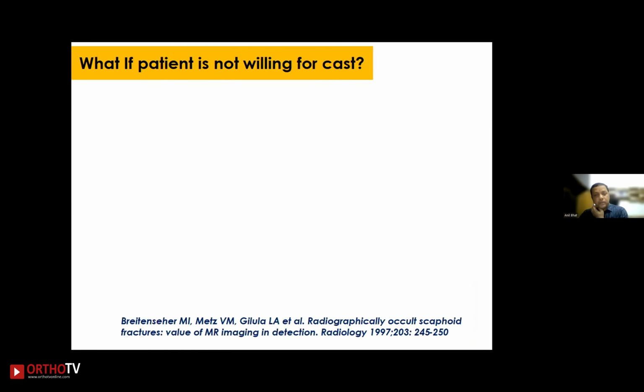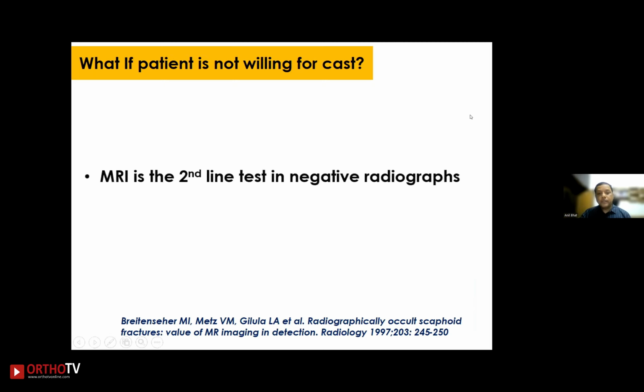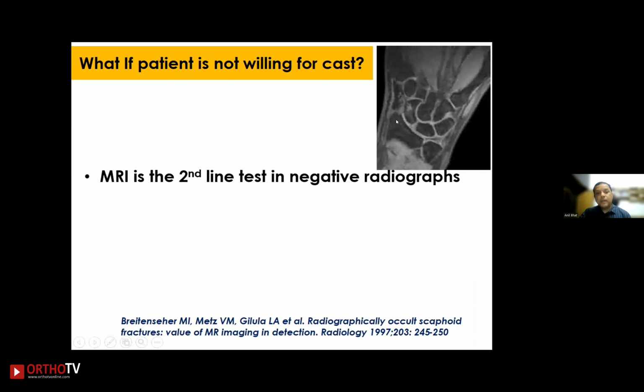So if the patient is not willing for a cast, has tenderness, and asks for a definitive diagnosis, the second line would always be an MRI. If you don't see a fracture line and the patient wants a definitive diagnosis, not willing to hold on in the cast for 2 weeks, the second line of management is always an MRI. MRI would show the fracture edema within 24 to 48 hours. It can pick up the fracture edema, and that's very important for you to diagnose.